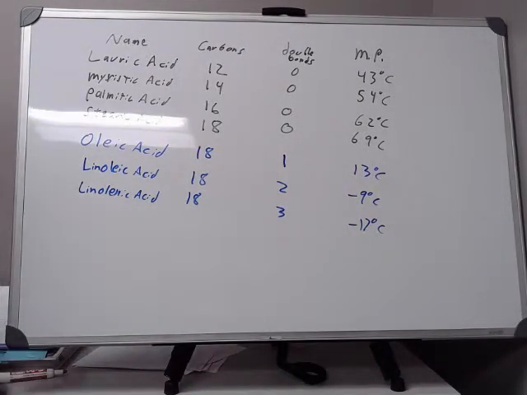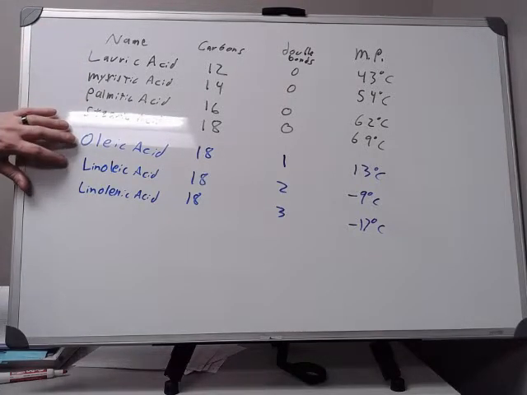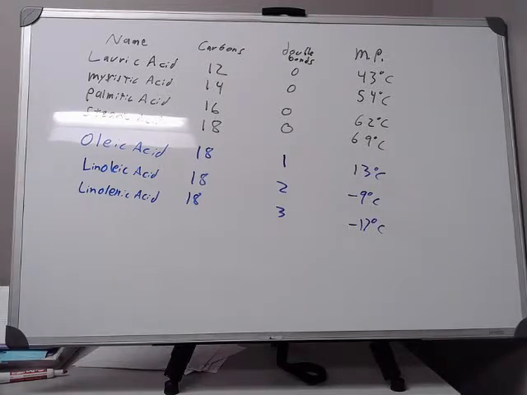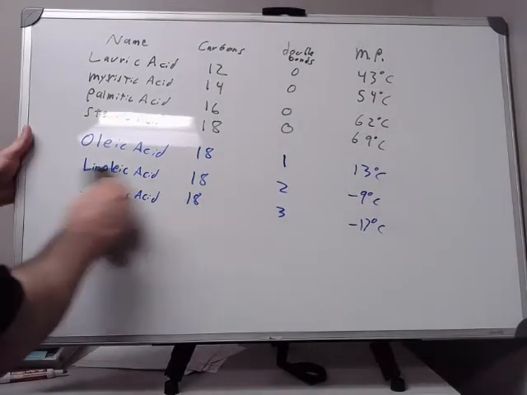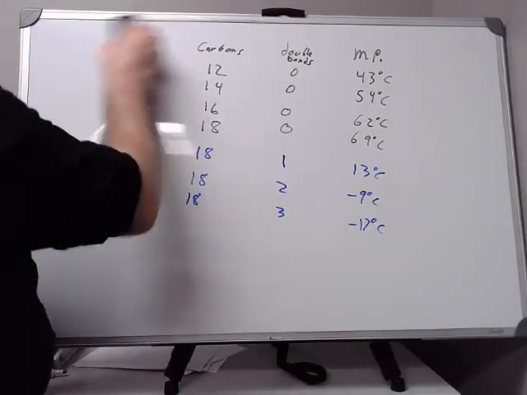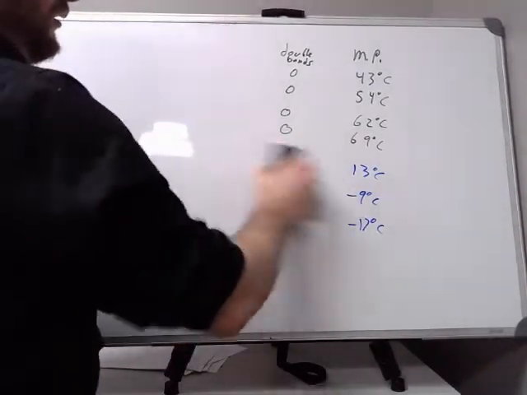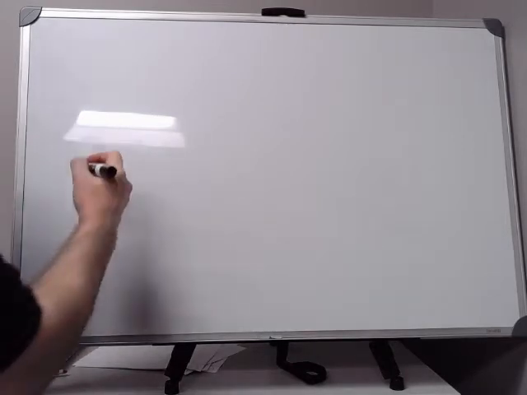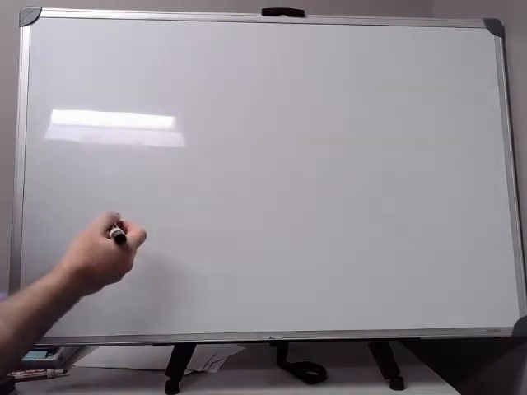And the reason that our saturated fatty acids have higher melting points than our unsaturated fatty acids has to do with the London forces holding these molecules together. And so if we draw out these molecules, I'll begin with drawing some saturated fatty acids.